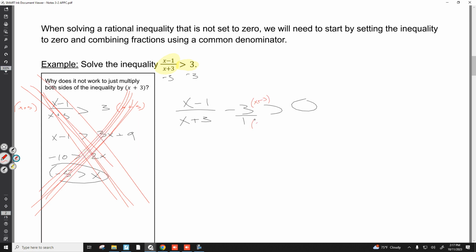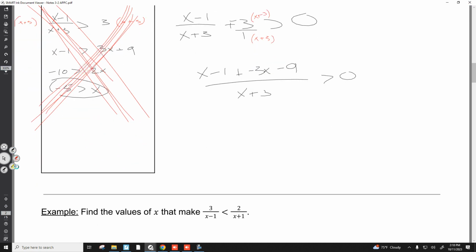Multiply this minus 3 by an x plus 3. I'm going to make this a negative 3. I'm going to distribute. I got x minus 1 plus negative 3x minus 9 over x plus 3 is greater than 0. I get negative 2x minus 10, something that is familiar to me from like here, is greater than 0.